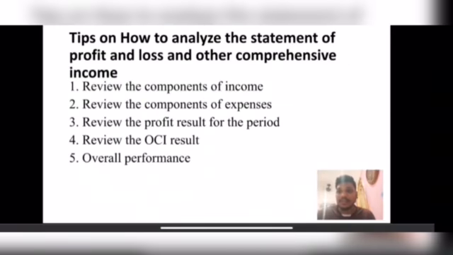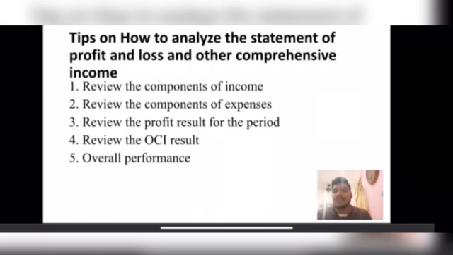My name is Lokadevan Devaraj, and today I'll be presenting on tips on how to analyze the statement of profit or loss and other comprehensive income. I'll also be presenting on the statement of changes in equity from module 2. So the first step is reviewing the components of income. You must see whether the entity has increased or decreased its income compared to the previous reporting period and what caused that.